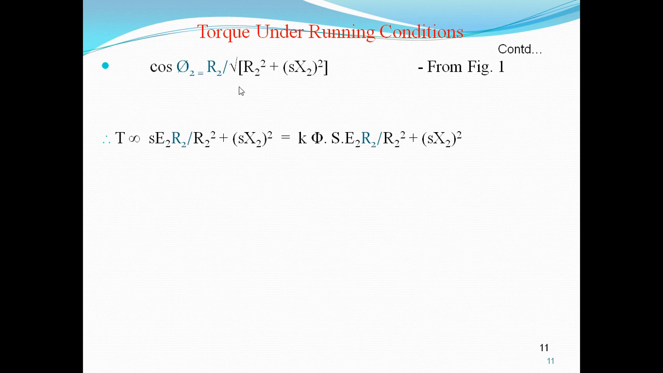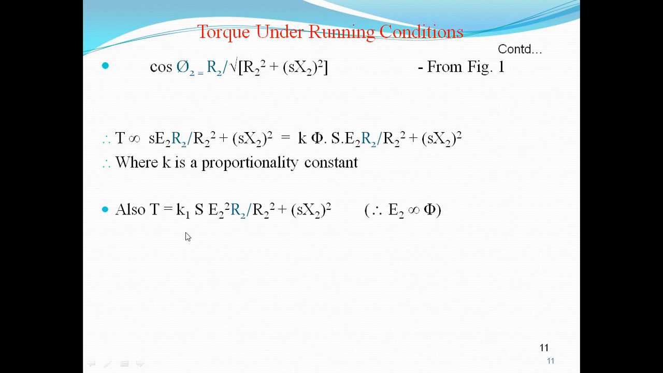Similarly, in cos phi 2 we also get the same thing: R2 by square root of R2 square plus (SX2) square. These two multiply, so it becomes a whole square. That root will be removed. So we will get S E2 R2 by R2 square plus (SX2) whole square. So T is equal to K into phi into S into E2 R2 by R2 square plus (SX2) whole square, where K is the proportionality constant.